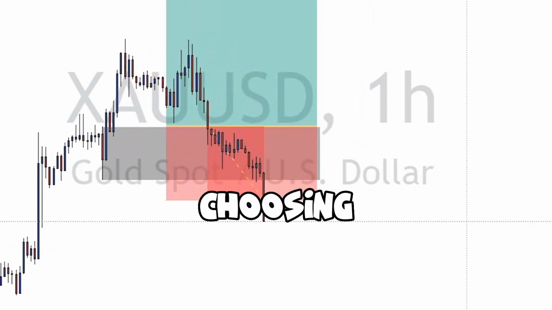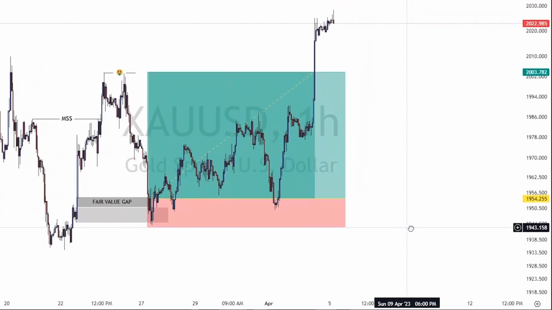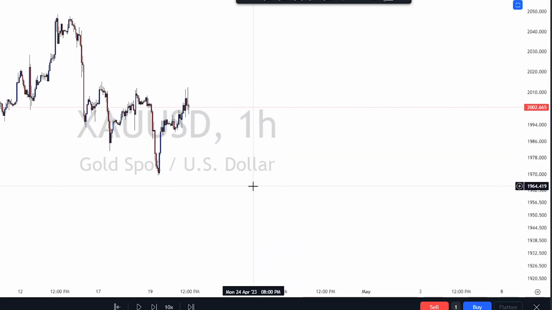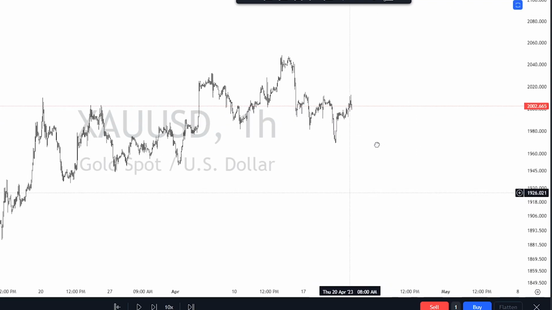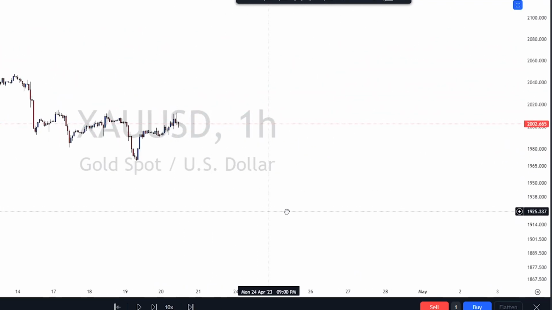Here's how to stop choosing the incorrect order blocks and start choosing the correct ones. First things first, you want to identify the trend. So we want to make sure that we see what trend the market is going in. We can clearly see that it's in an uptrend.